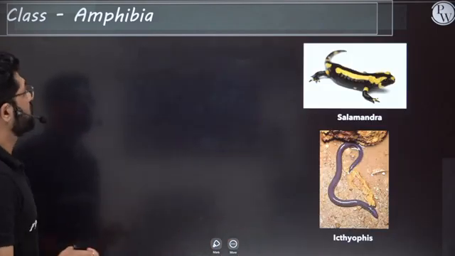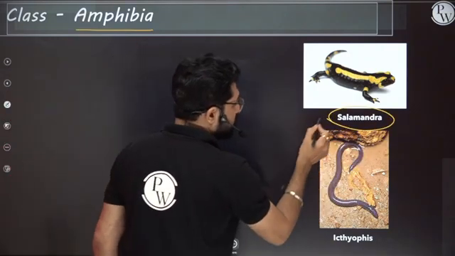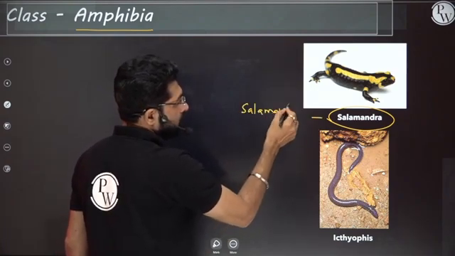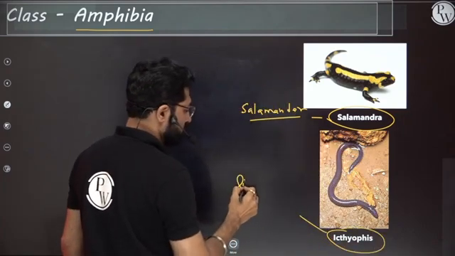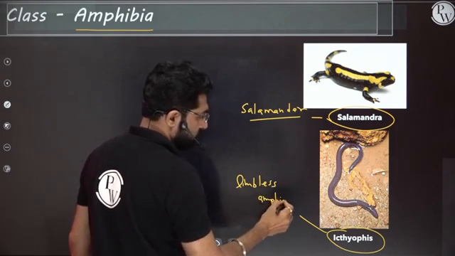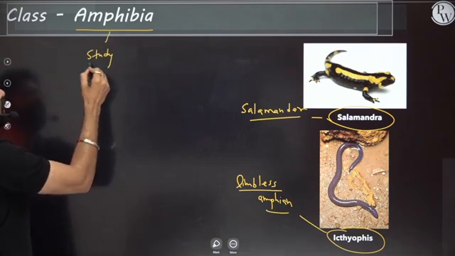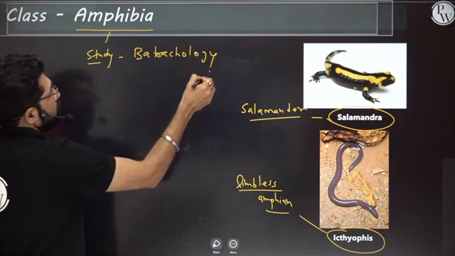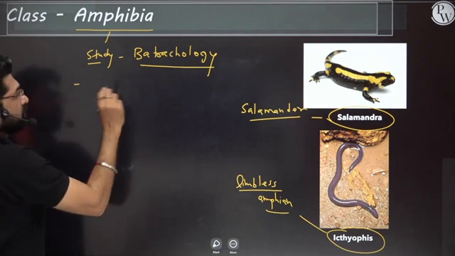Let's move to some more members of amphibia, that is the salamander. This is Salamandra, a common salamander. Ichthyophis is a limbless amphibian. The study of amphibians is called batrachology. They are mostly not found in marine environments.